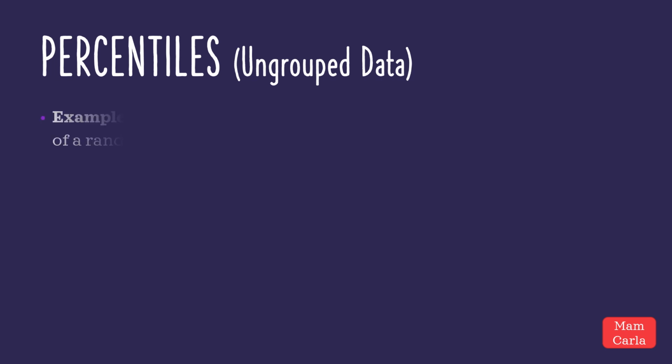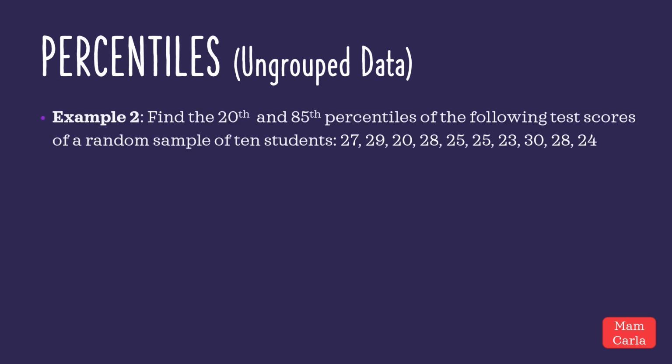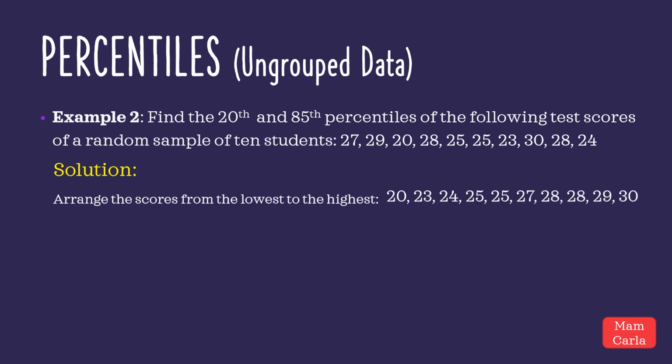Let's proceed to the second example. Find the 20th and 85th percentiles of the following test scores of a random sample of 10 students. So first, again, we need to arrange the scores from lowest to the highest. And then count the number of data, n, which is 10.